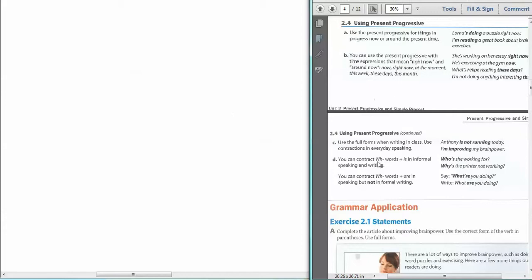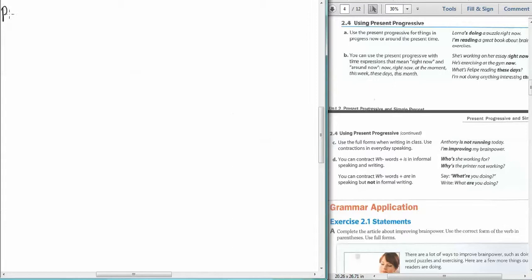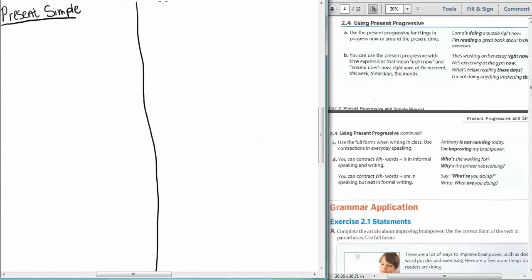Now, using it is different from present simple. Last class, I had asked many of you, well, when do you use the present simple? And many people said, oh, we use it when we're talking about things that are happening right now or in the present time. But that is not when you use the present simple. You use the present simple not for present time. That is when you use the present continuous. So we're going to look at these two, the present simple versus the present continuous.